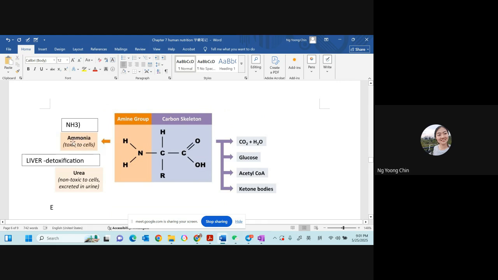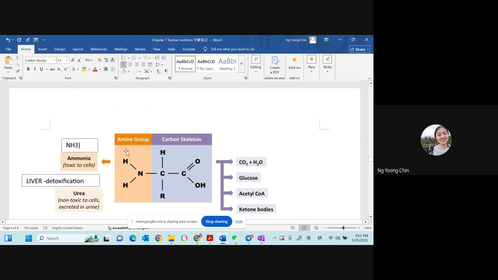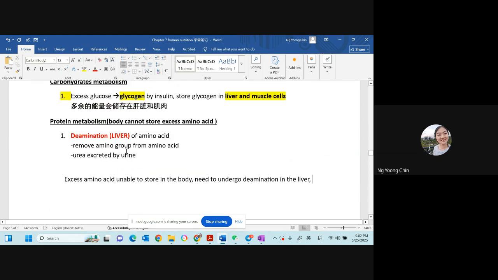So ammonia will be converted into urea. Now urea becomes non-toxic to the cell. At the end, urea will be excreted out in the form of urine away from the body. This whole process, the removal of the amine group, is known as deamination. This deamination happens in the liver, not in the kidney. Remember, not in the kidney.